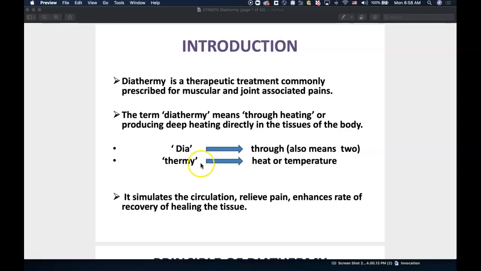In terms of its physiological effects, we'll talk about these individually. What we know and what's been reported in the literature is that with application of diathermy, it can improve circulation, it can reduce pain, it can enhance, now, notice I said not speed up, but it can enhance the rate of recovery of healing tissue. And we'll talk about all these reasons why, but I didn't say speed up because we can't speed up the healing process. What we can do is improve it. What we can do is facilitate it. But remember, we cannot speed that up, okay?